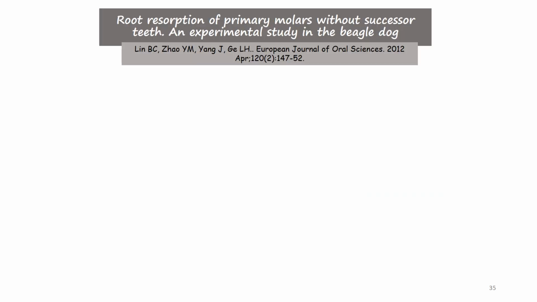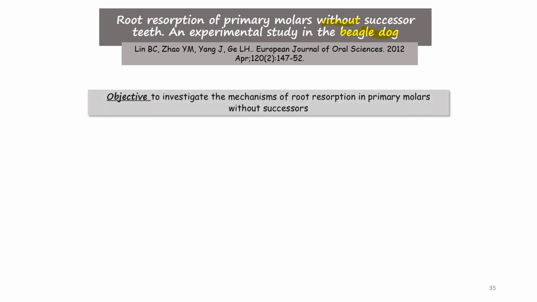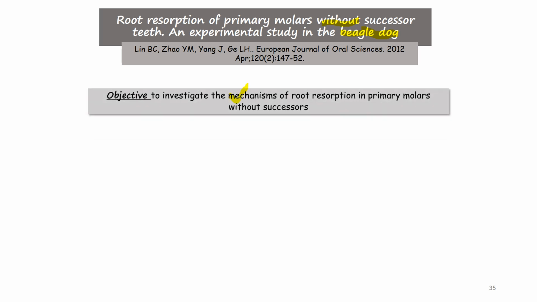Here is an article which was published in the European Journal of Oral Sciences. There, an experimental study was conducted in beagle dogs to see the resorption rate in the primary molars without a successor. The main aim was to investigate the mechanisms of the root resorption in primary molars without successors.